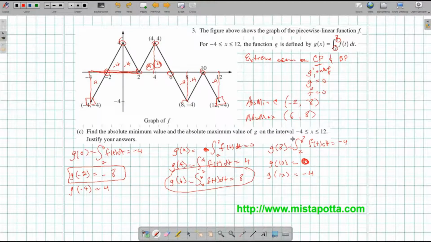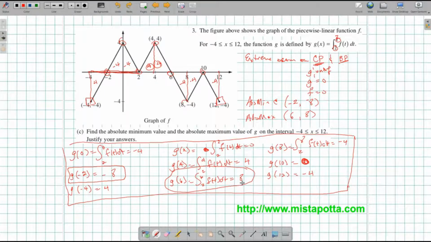And I know this because my extrema have to occur either at a critical point or a boundary point. I have to get values for all 9 of these points, which is a lot of work, but it's made simpler by the fact that these are all the same triangles, just either above or below the axis.